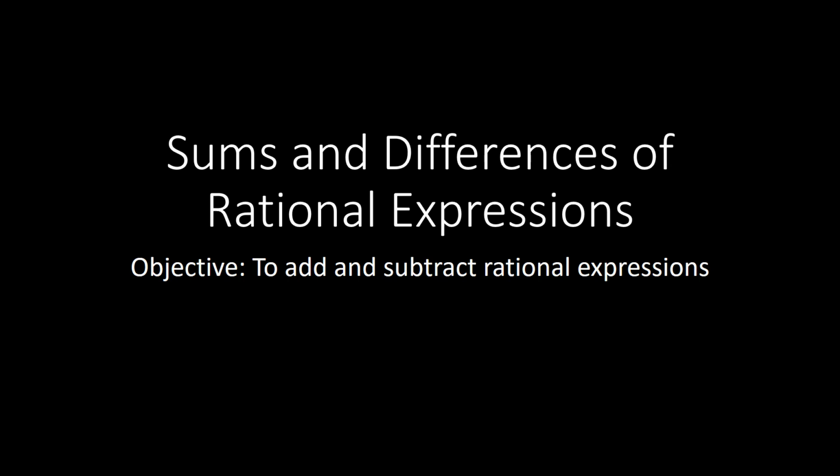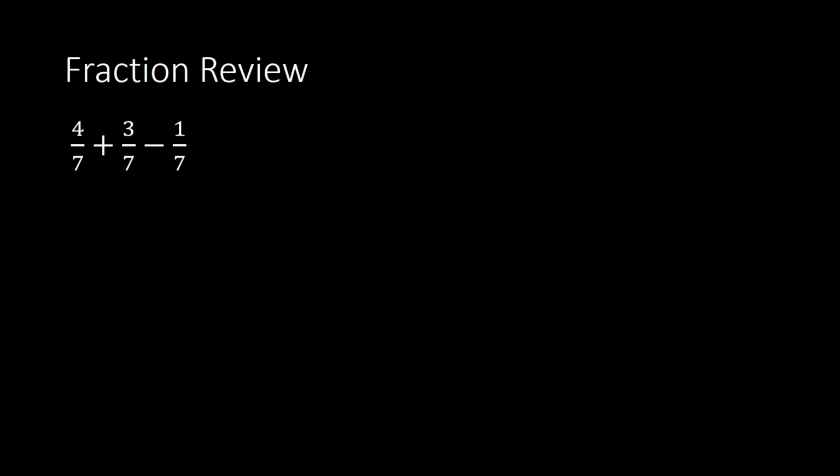In this lesson, you will learn to add and subtract fractions, but now in the context of algebra. So before I get into the algebra portion, let me do a brief review of how to add and subtract fractions with just numbers. So here we have 4/7 plus 3/7 minus 1/7. Now if the denominator is the same, I can just add and subtract the numerators accordingly. So I can take 4 plus 3 minus 1 to get 6 over 7, and that is my solution.